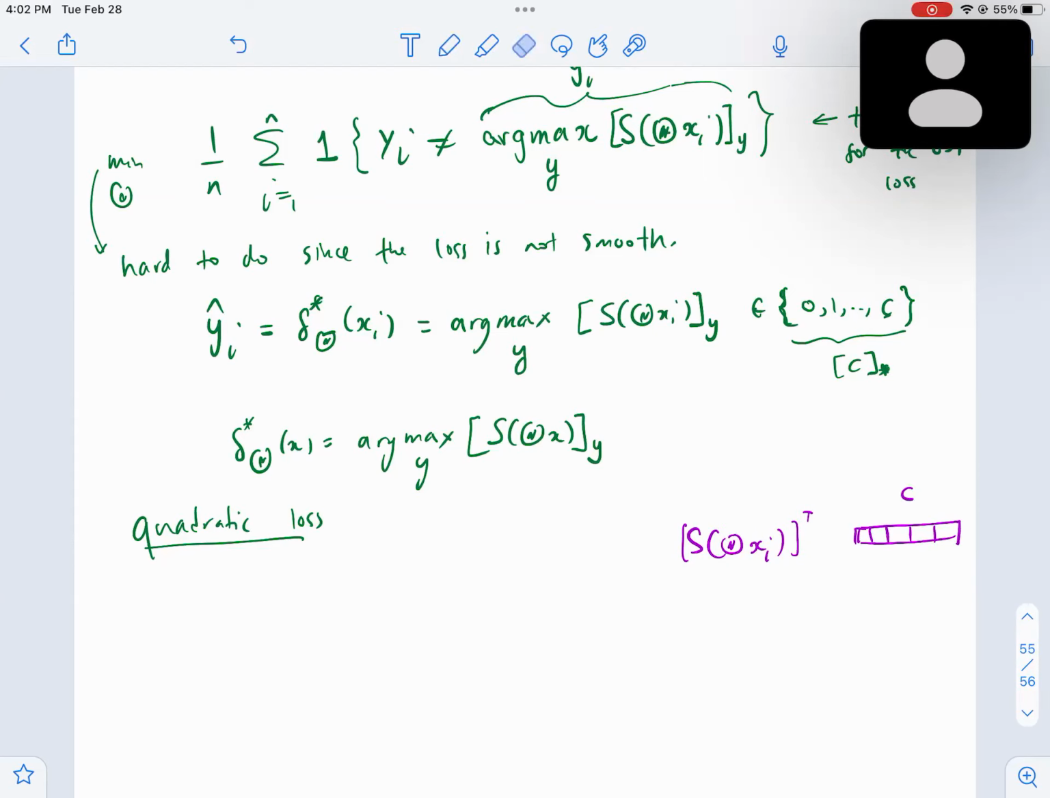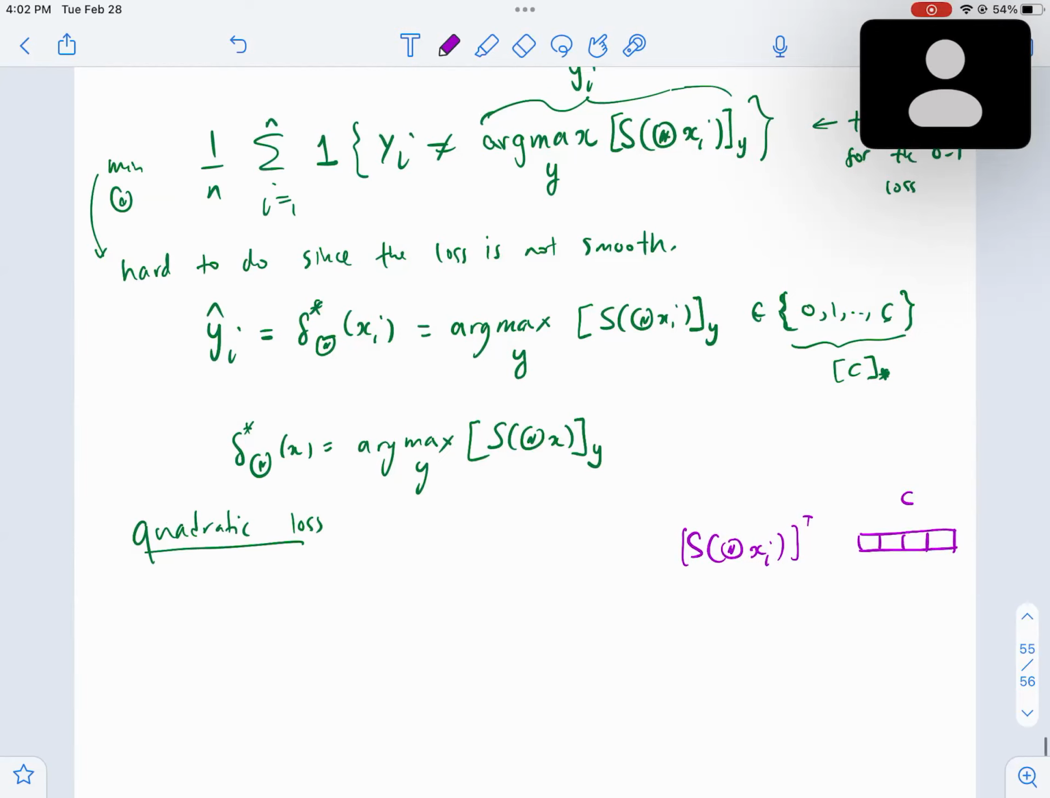The elements give you the probabilities of belonging to each one of the classes. So let's say there are 4 classes. You'd get something like that. So this could be like 0.1, 0.3, 0.01, and so on, so that it sums to 1.